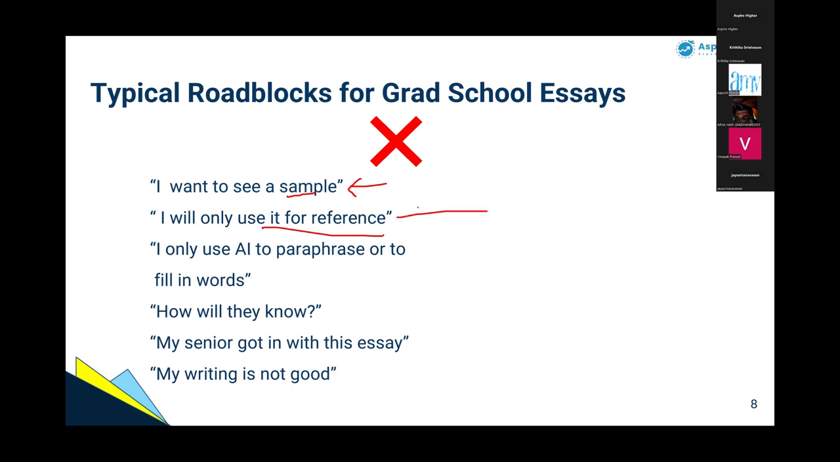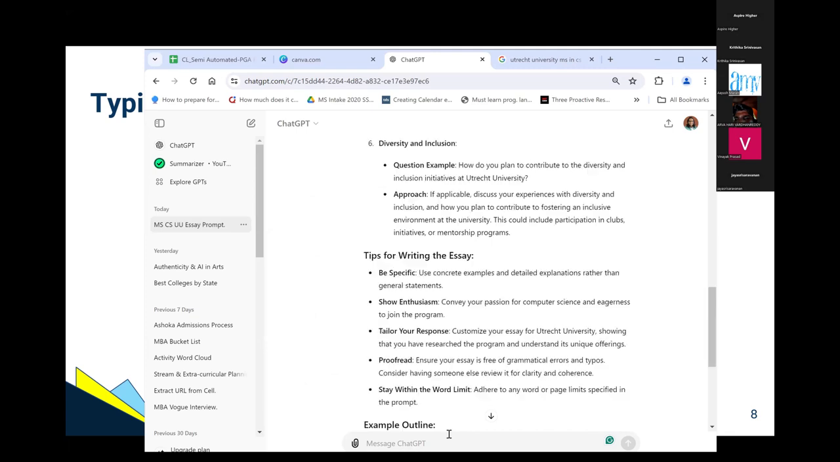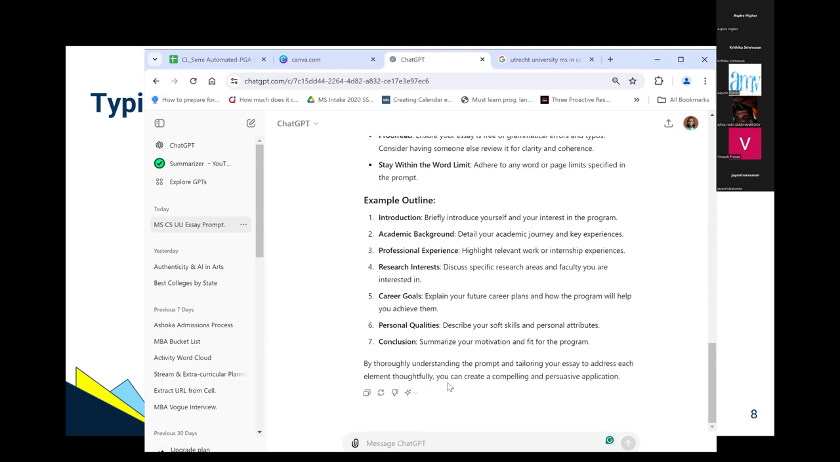That also doesn't work. Then you will say, you know what, no, no, no, let me use AI to paraphrase or fill in the words. Okay, shall we try this? I'm going to try this right now in front of you so that you can be clear. So let's take this particular question: why have you chosen to apply to the MS at Utrecht University? Okay, and I'm going to paste it here right now.